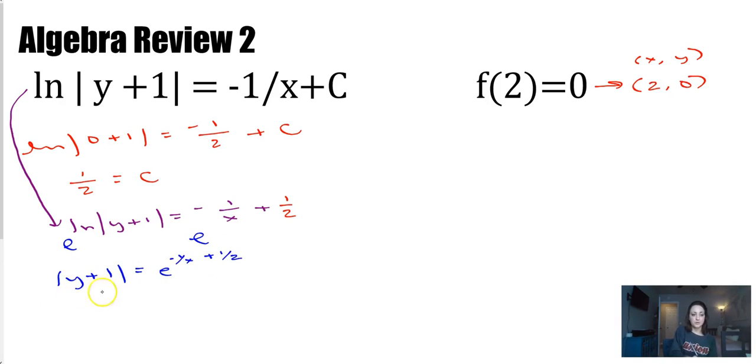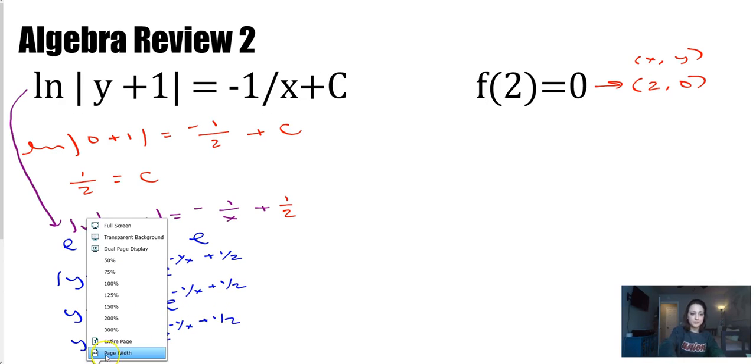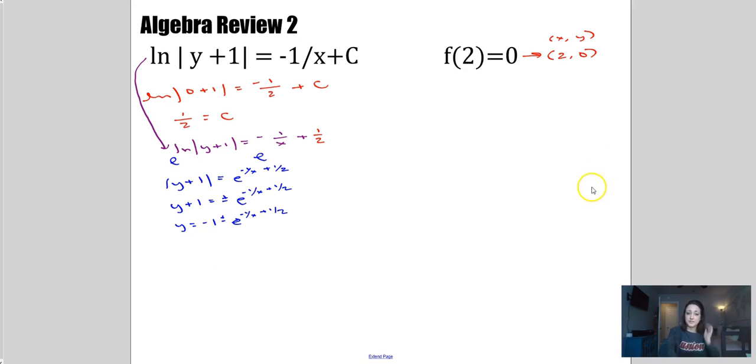Okay, all right, now, next I need to get rid of the absolute value. So I can drop the absolute value on the left if I add a plus or minus on the right. That's what absolute value means, right? And then I need to get y by itself, so subtract 1. So y equals negative 1 plus or minus e to the negative 1 over x plus 1 over 2. But do keep in mind we cannot have a plus or minus in our final answer, right?